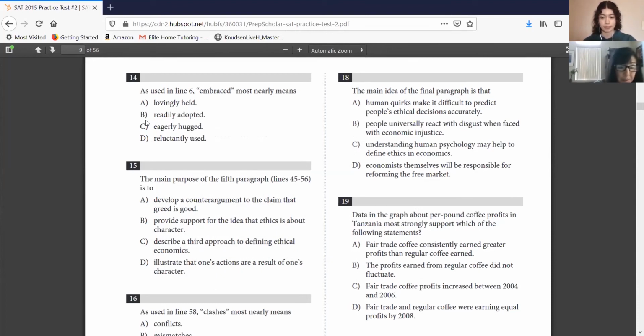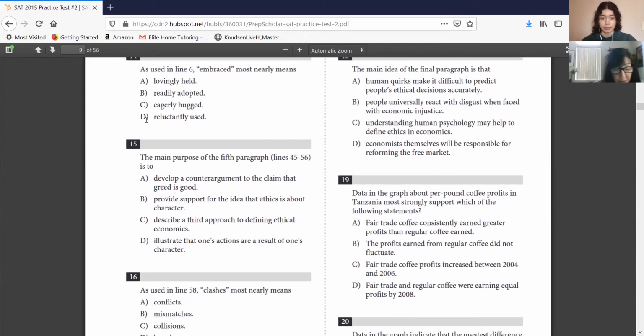So the main purpose of the 5th paragraph, there's a different kind of question again. The main thing that I will say about that is that you're not going to find the answer to the main purpose in the 5th paragraph. You're going to find it by reading it in context with the 4th paragraph and the 6th paragraph. So main purpose of a particular paragraph or a particular line, it's not in that line. You need to read the line, but you need to read what's before and after to see where it fits. So that's my note on that.